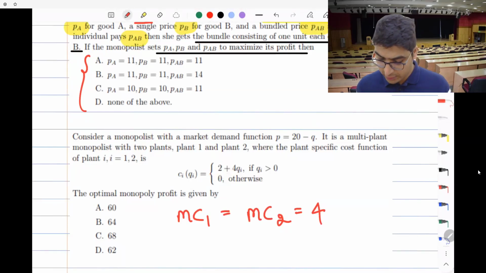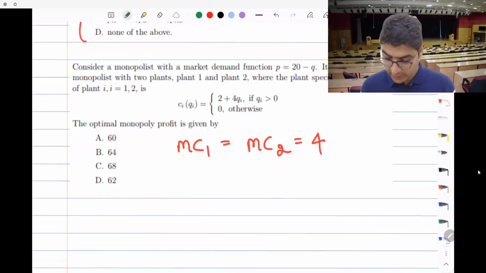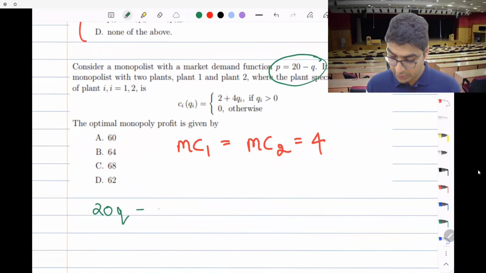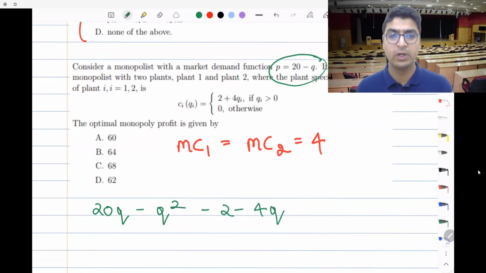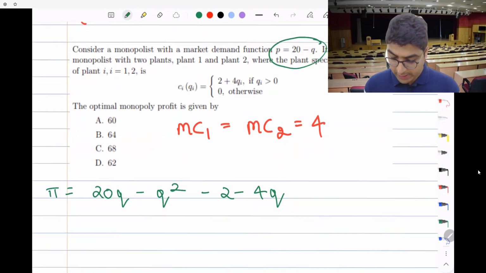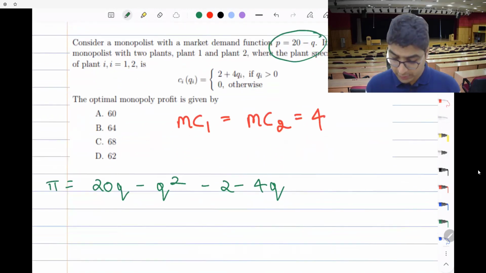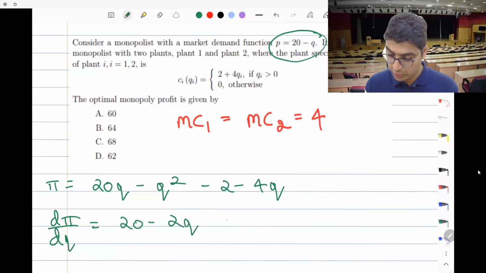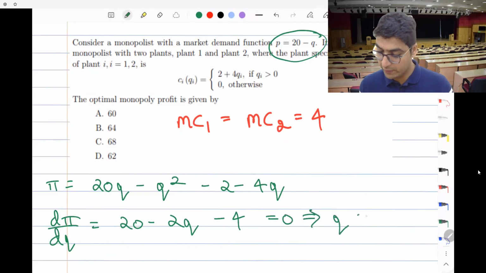Okay, so let's solve it here only. In this case, total revenue will be 20q minus q square. Cost will be 2 plus 4q. So any one plant can be used, and this will be the profit function. Let's solve it. d pi by dq will be 20 minus 2q minus 4 equal to 0, which gives us q equal to 8.